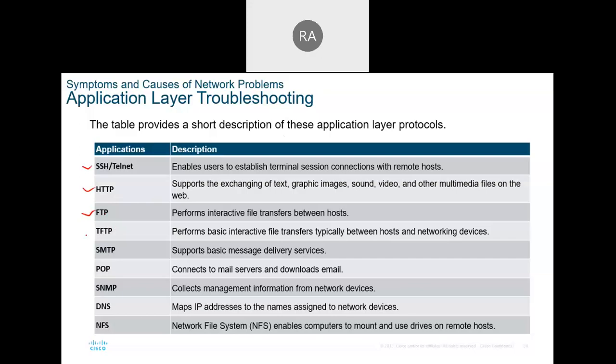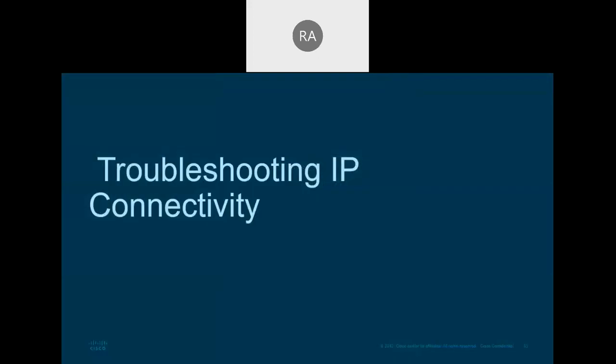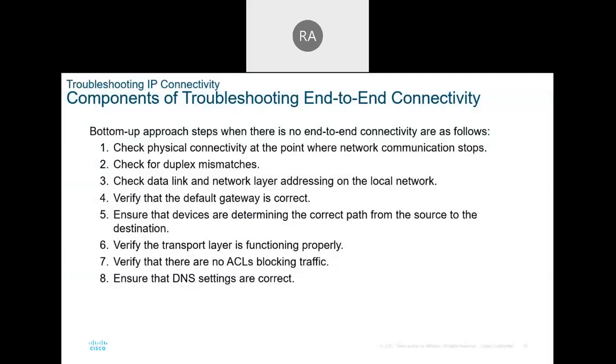So we can test our FTP, TFTP, SMTP, POP, SNMP, DNS, and NFS. There are different ways to check this for us network engineers. And as long as we're able to check these things, we know that we are good up to layer 7. It is now a software problem if there's still a problem on the network. So how do you troubleshoot this connectivity issue?